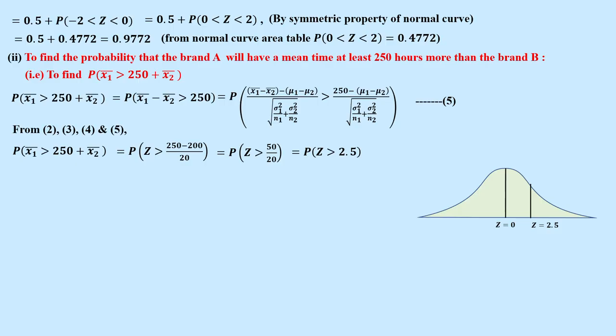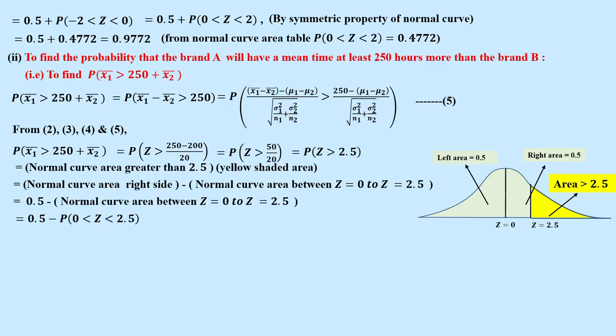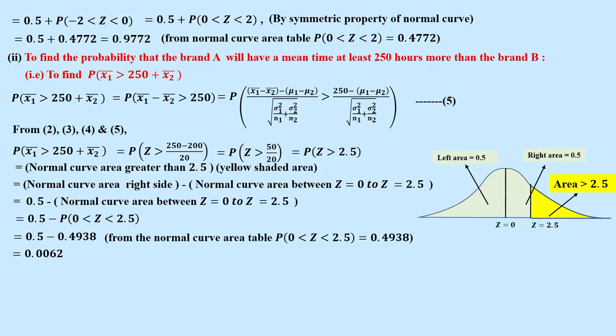So z is equal to 0, z is equal to 2.5, greater than means, right, yellow shaded. So right side area 0.5, left side area 0.5. So yellow shaded area can be written as, so total right side area 0.5 minus z is equal to 0 to z is equal to 2.5. You have to remove that one, you will get the remaining area, right? So greater than 2.5, so right side area minus area between 0 to 2.5. So 0.5 minus probability of 0 less than z less than 2.5. From the table 0.5 minus 0.4938. So you will get 0.0062.